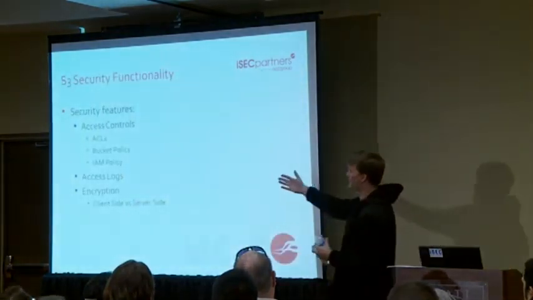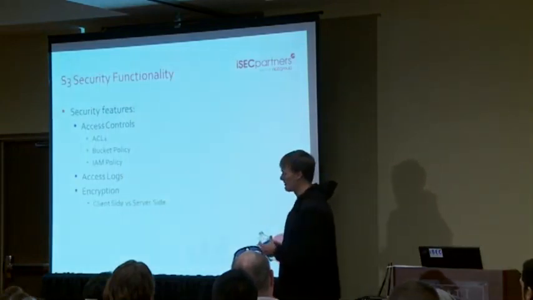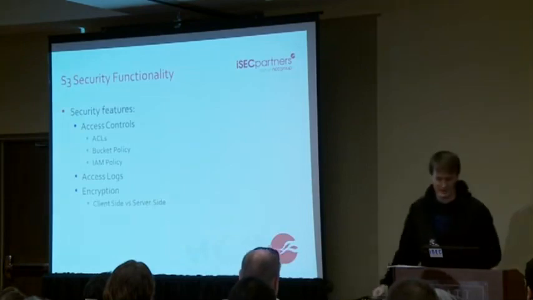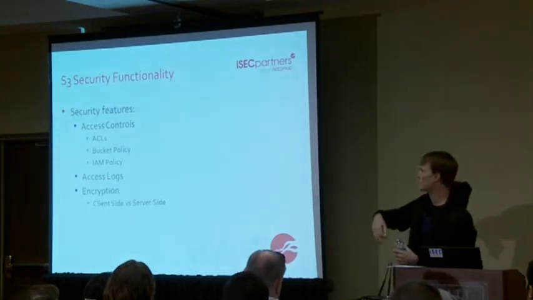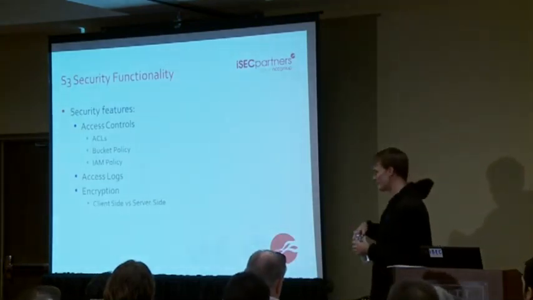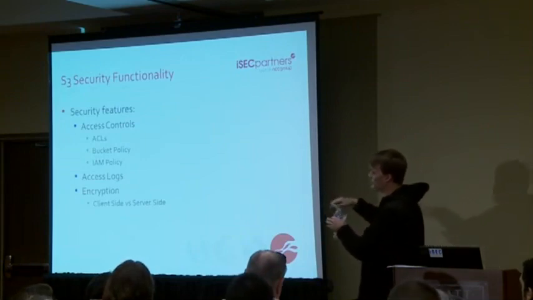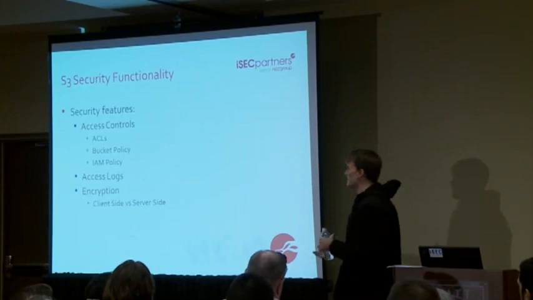So for access controls, there are 3 different ways in S3: ACLs, bucket policy, and the IAM policy. And these work in completely different ways. They basically accomplish the same job, but you would use them in very different use cases.